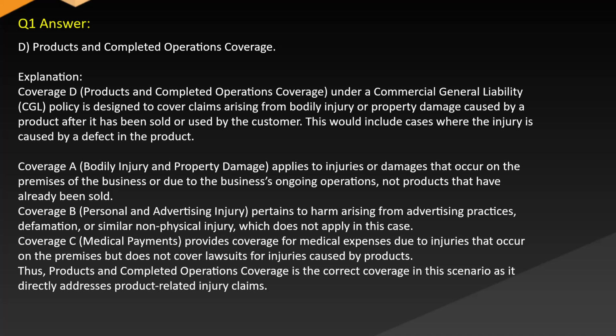Explanation: Products and completed operations coverage under a Commercial General Liability (CGL) policy is designed to cover claims arising from bodily injury or property damage caused by a product after it has been sold or used by the customer. This would include cases where the injury is caused by a defect in the product. Coverage A is incorrect because bodily injury and property damage applies to injuries or damages that occur on the premises of the business or due to the business's ongoing operations, not products that have already been sold.